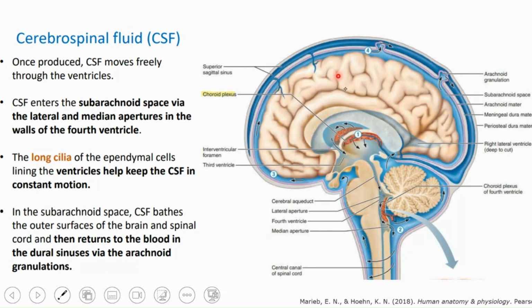So this is the circulation of the CSF, starting from the choroid plexus in the ventricles, through the lateral and median apertures of the fourth ventricle, into the subarachnoid space, through the arachnoid granulations and into the venous sinuses, or the superior sagittal sinus. This superior sagittal sinus and other venous sinuses within the brain will eventually drain into the internal jugular vein, which is found in the neck.